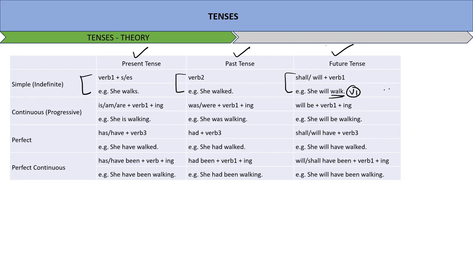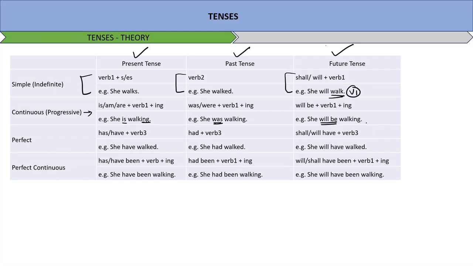If it is continuous or progressive, it will be is, am, are plus verb ing. She is walking. Was or were plus ing: she was walking. She will be walking when it is future tense.